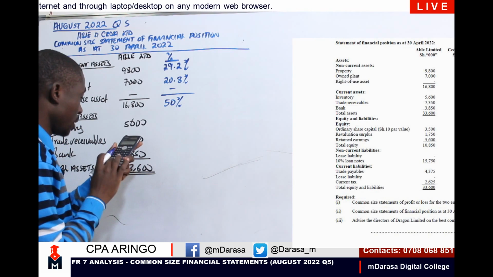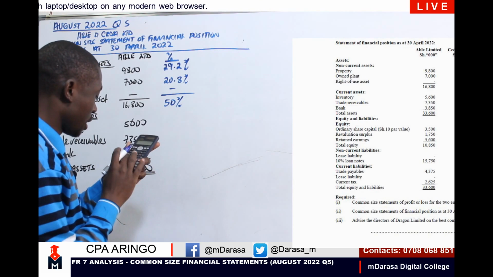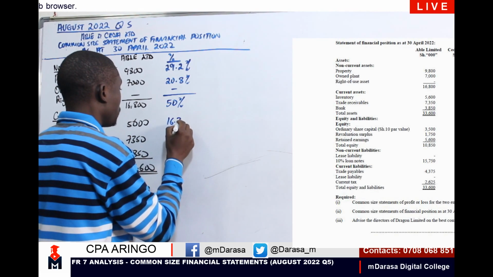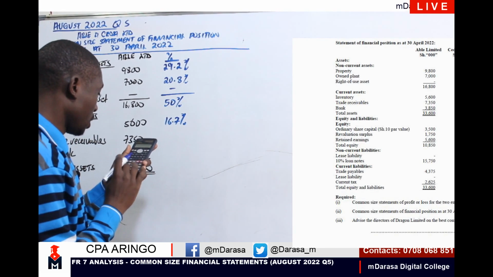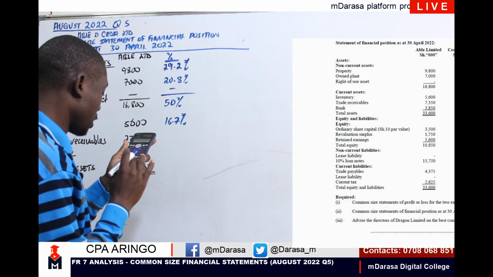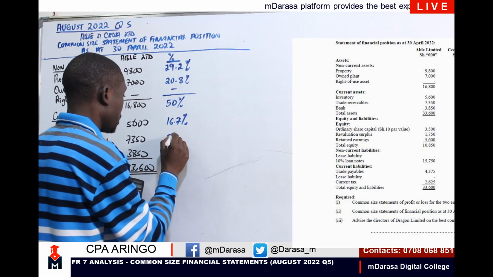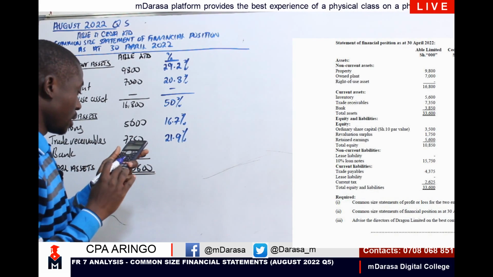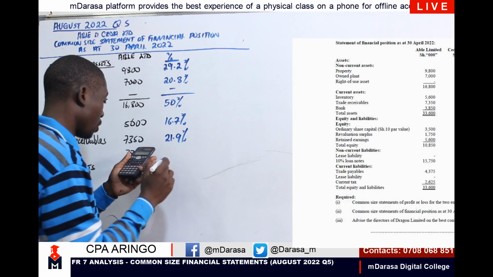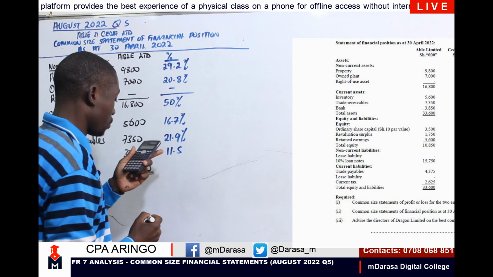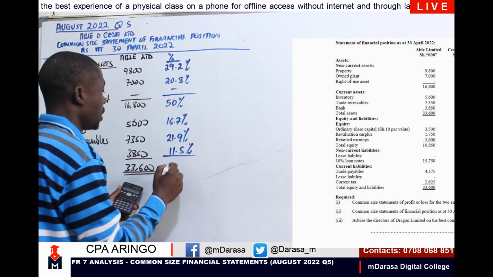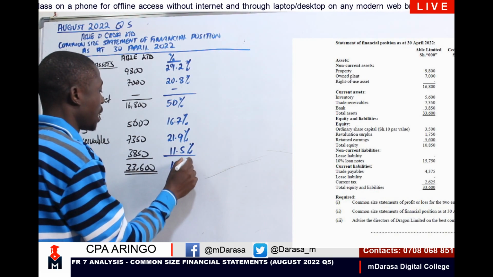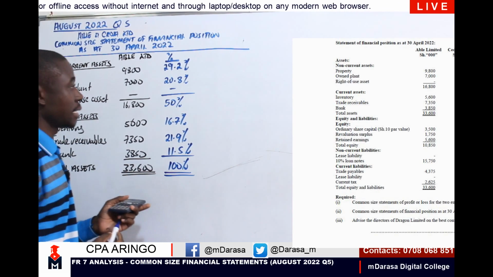Let us talk about current assets. For inventory, 5,600 divided by 33,600, times 100, you're having 16.7%. What about trade receivables? 7,350 we divide by 33,600, which gives a figure of 21.9%. Then bank, 3,850 we divide by 33,600, times 100, which gives a figure of 11.5%. So at the end of the day, for total assets, 33,600 of 33,600 should give us 100%. So we are done with our assets.